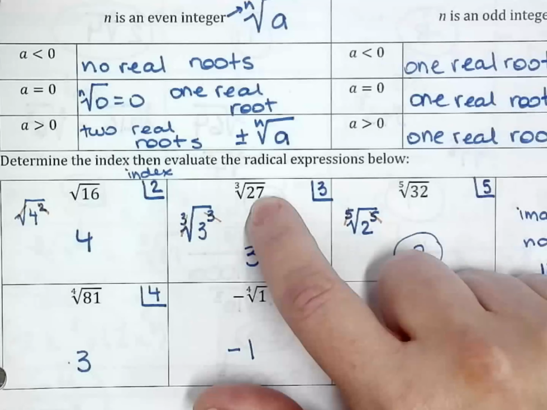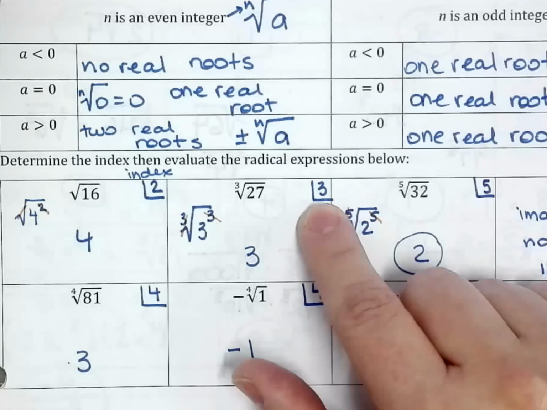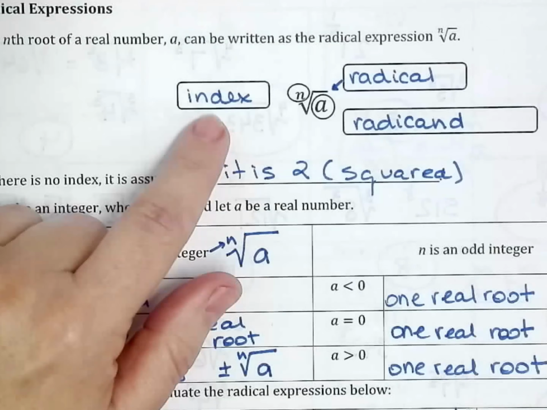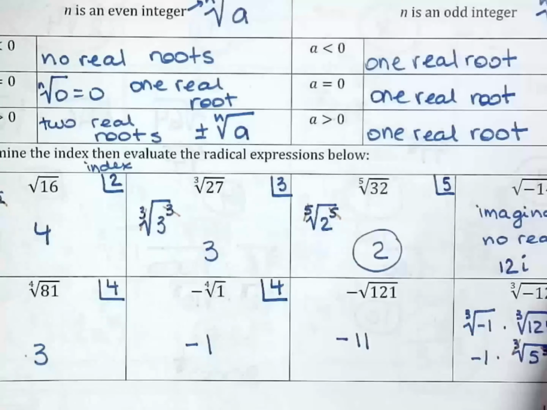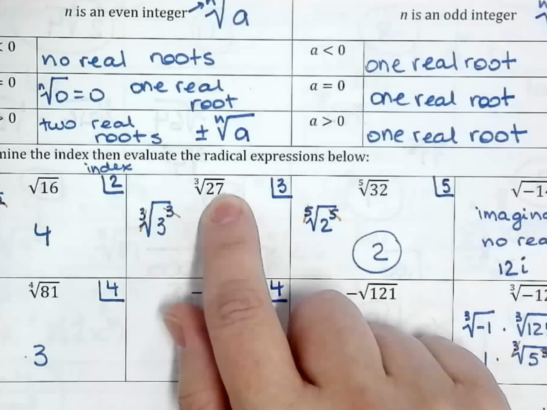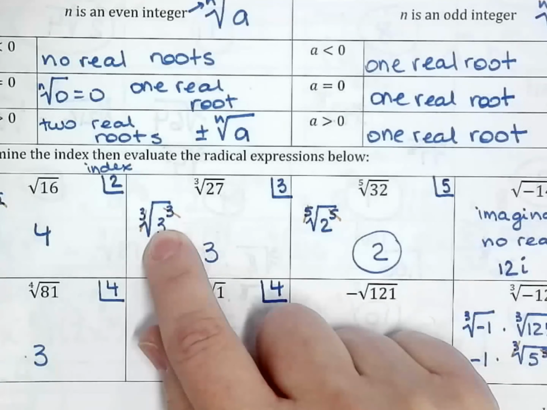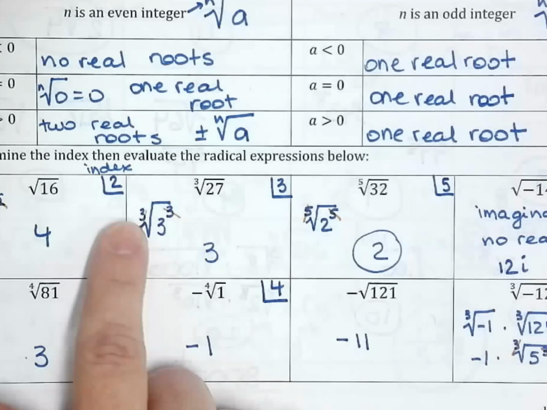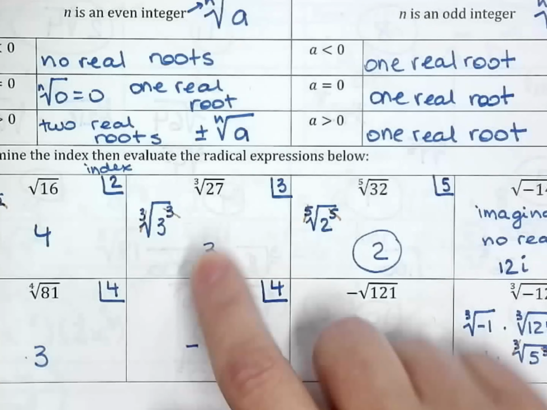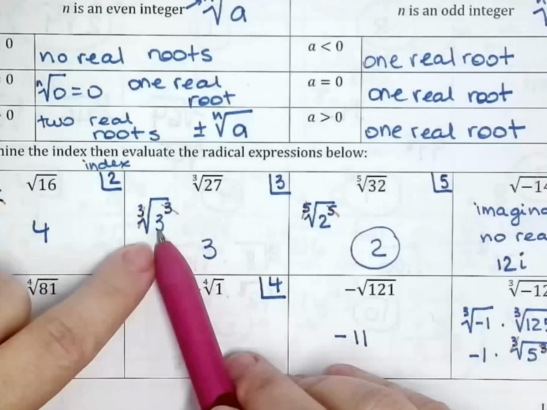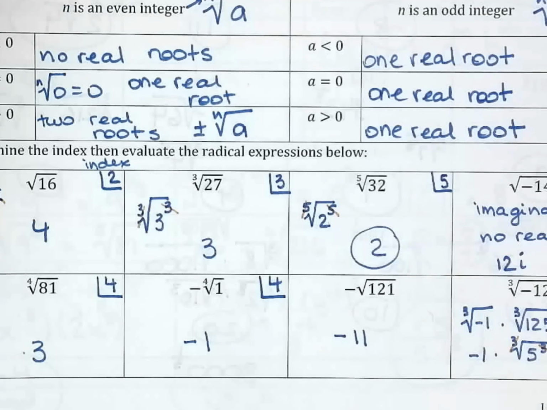Now, 27 is a perfect cube. The index right there is 3. That's the index, the little number that you just learned. It's called index. So the index is 3. So 3 cubed equals 27. So 3 times 3 is 9. 9 times 3 is 27. So 3 cubed is 27. Cube root of 27 is 3. Because when the index and the exponent are the same, we can easily simplify that down to 3. So this 3 is this 3. This 3 is the index.